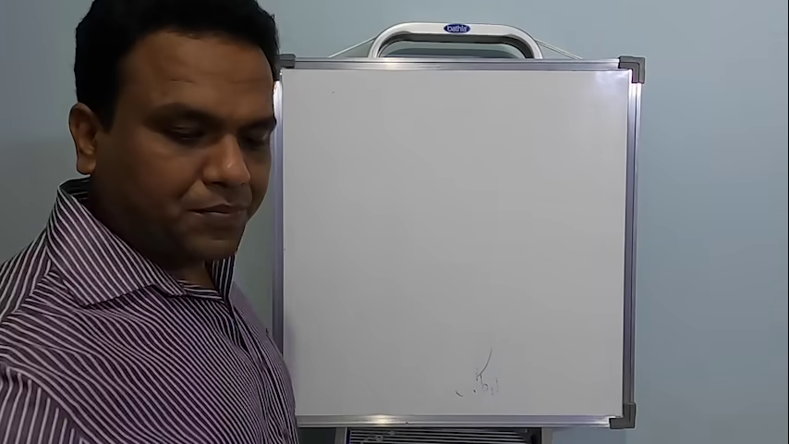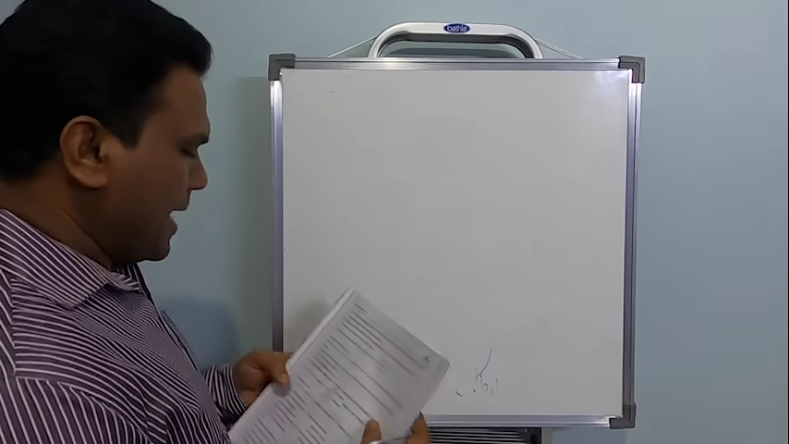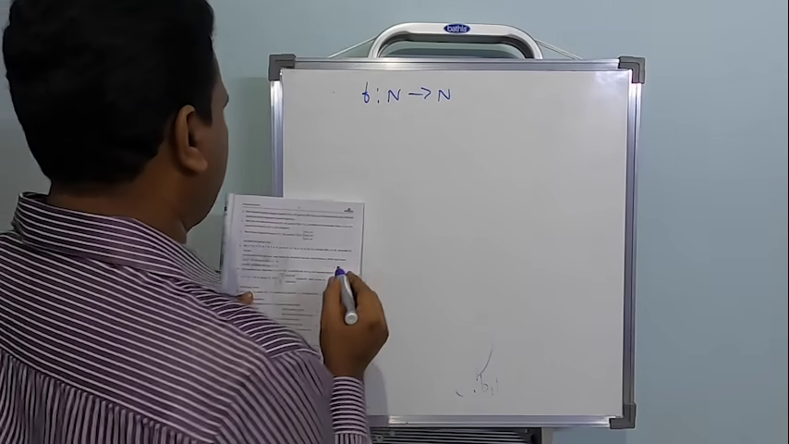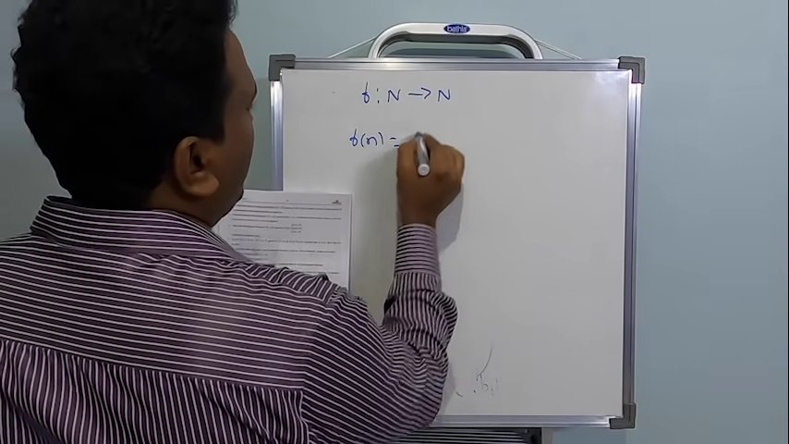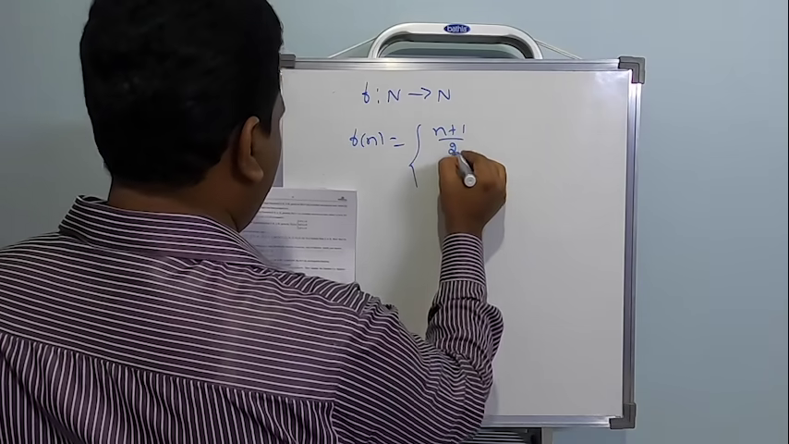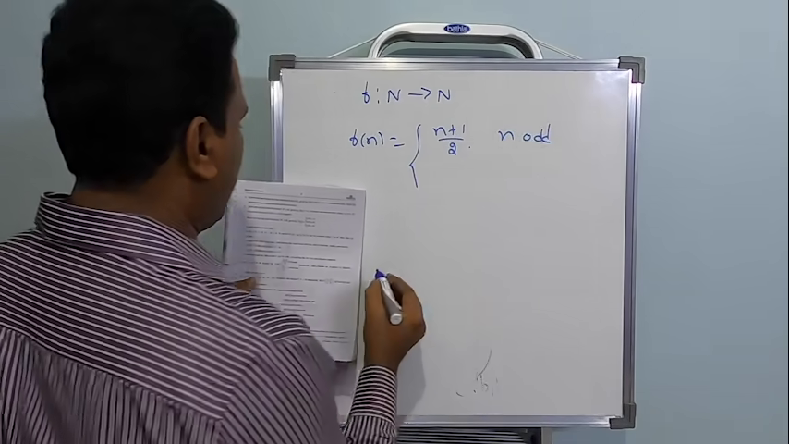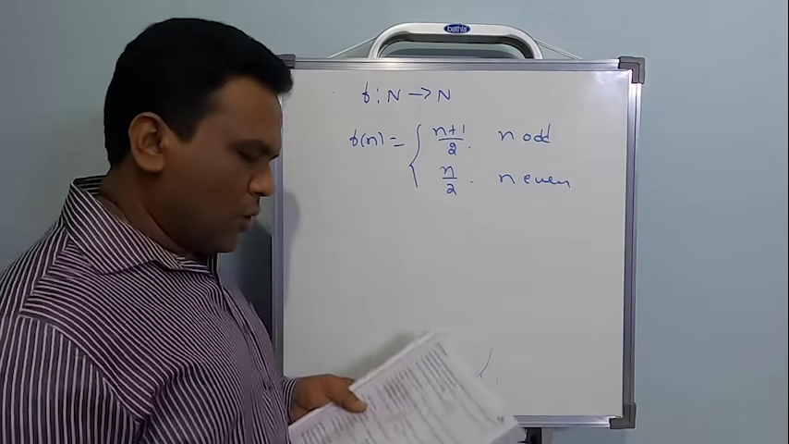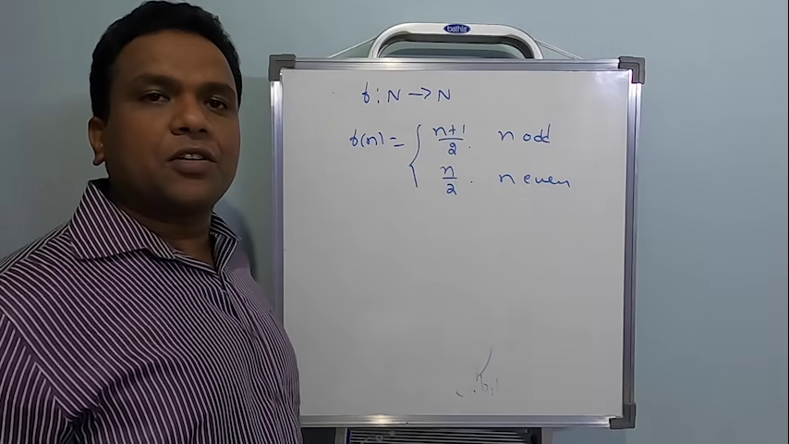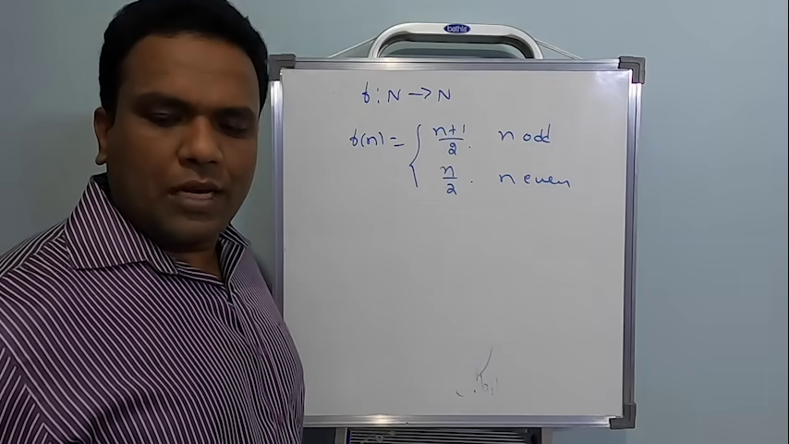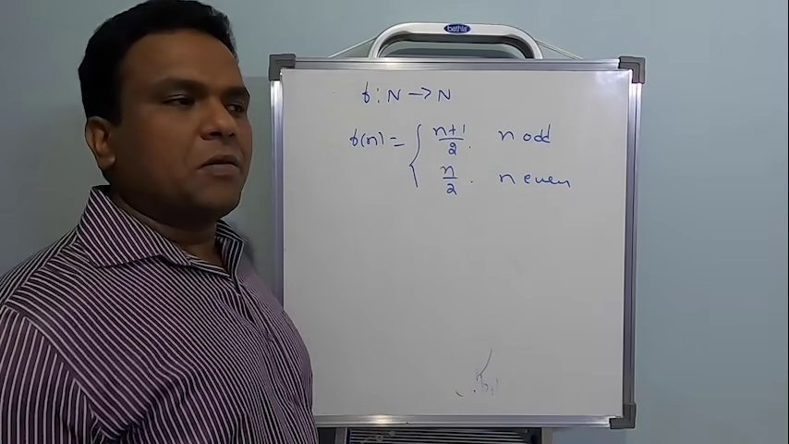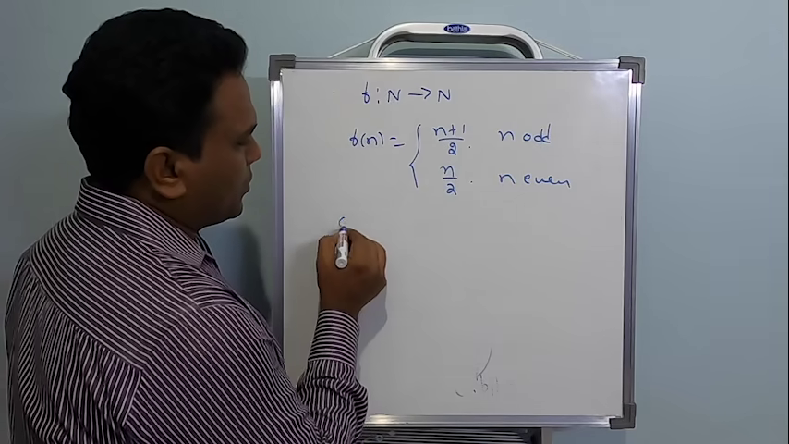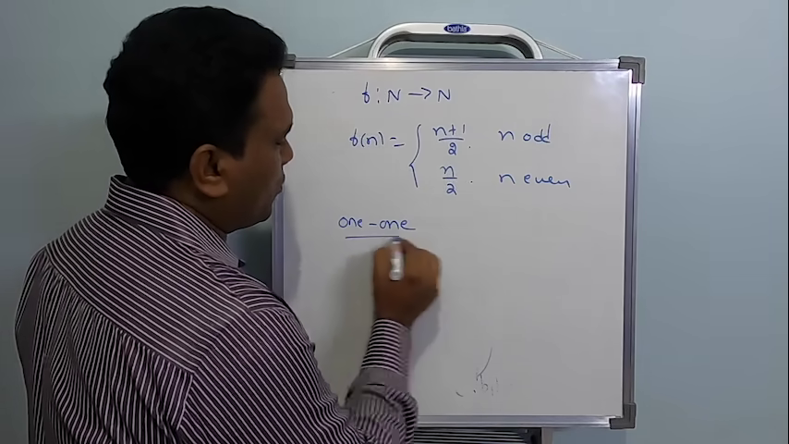Problem number 9. In problem number 9, as you notice, a function from natural numbers to natural numbers is given as f of n equal to (n plus 1) by 2 if n is odd, and it is n by 2 if n is even. What we have to check: state whether the given function is bijective. So I will check for 1-1. If it is 1-1, we will proceed. If it's not 1-1, there is no need to check for onto. Fine. So let me check for 1-1.